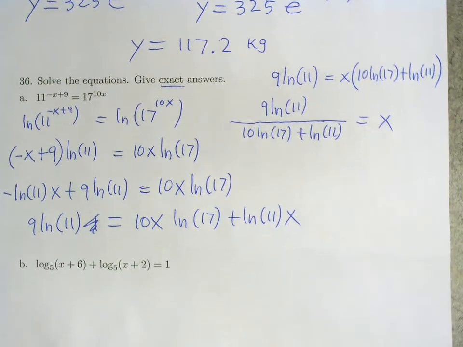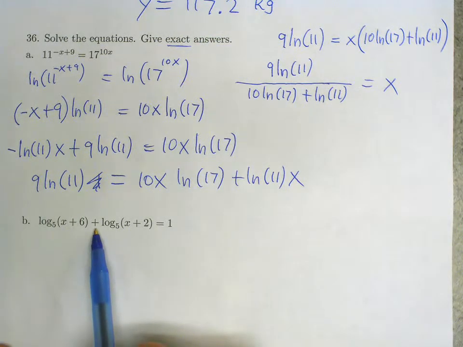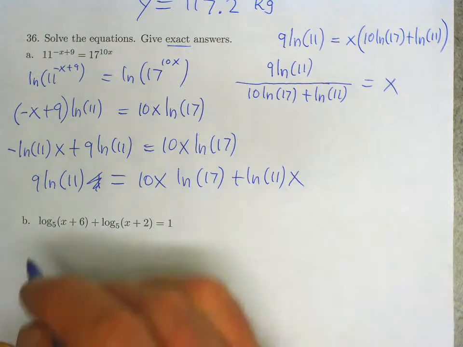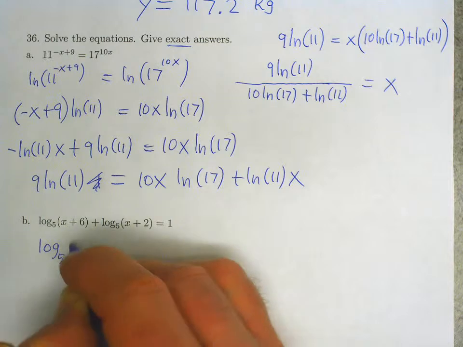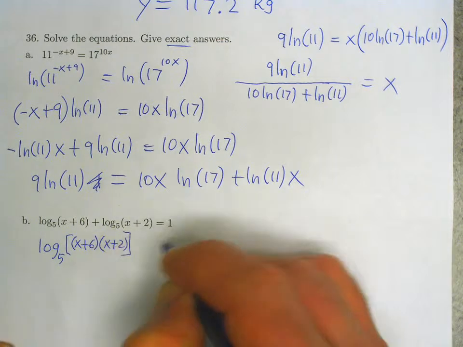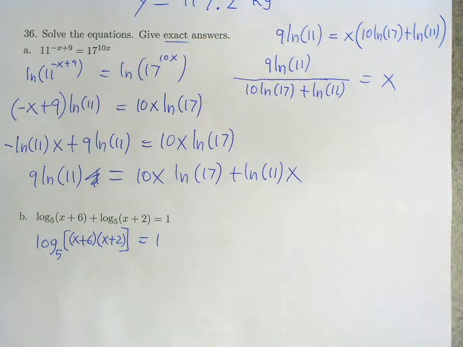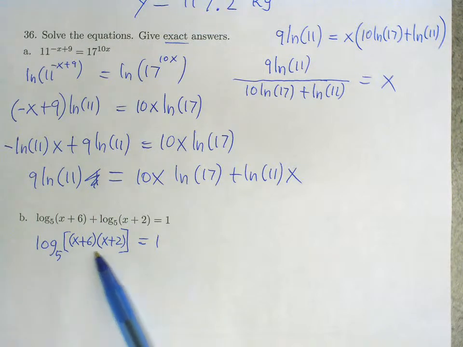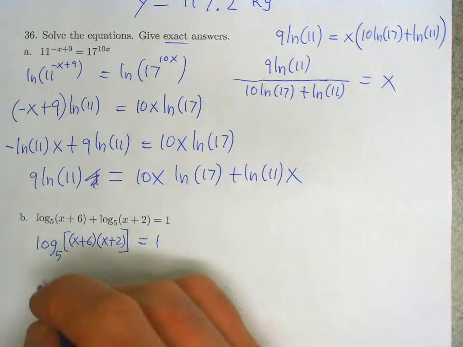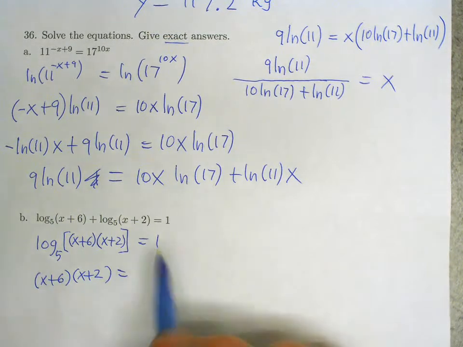Okay, now we have a logarithmic equation, log base 5 of x plus 6 plus log base 5 of x plus 2 equals 1. So since we're adding two base 5 logarithms, the first thing to do is write it as a single base 5 logarithm by multiplying the arguments, x plus 6 times x plus 2. And then we convert this logarithmic equation into an exponential equation. The base 5 raised to the power 1 equals the argument x plus 6 times x plus 2.